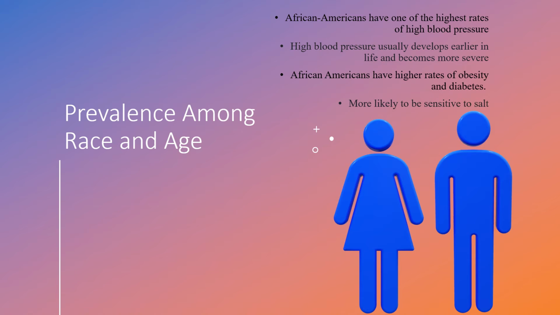According to some theories, African Americans have higher rates of obesity and diabetes. Scientists have also found that African Americans are much more likely to be sensitive to salt, possibly because of a gene. People who inherit this gene can raise their blood pressure by as much as 5 millimeters of mercury by ingesting just 1 extra gram of salt, which is half a teaspoon.